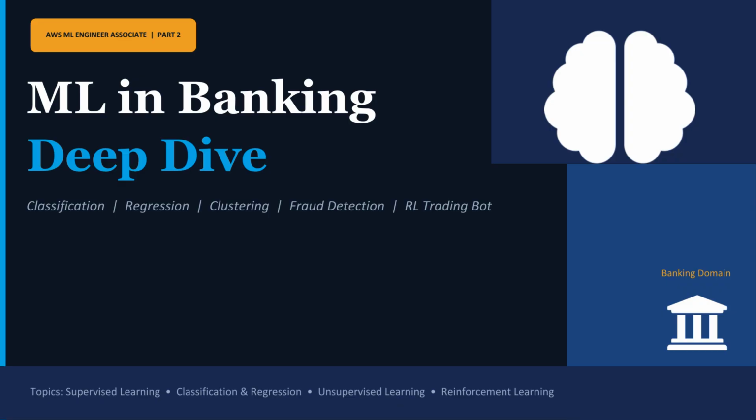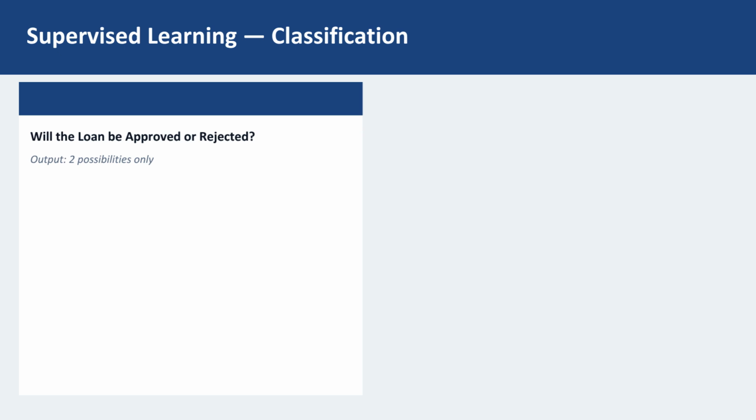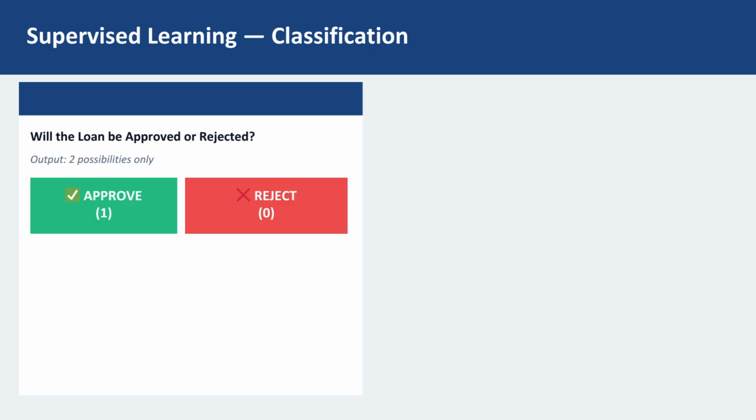Alright, so now that you understand the three broad categories of machine learning, that is supervised, unsupervised, and reinforcement learning, let's deep dive into each type. Let's start with supervised learning and specifically its first type, classification. Now imagine you are a loan officer at a bank. Every single day, hundreds of loan applications land on your desk. Your job is simple: look at the application and give one answer: approve or reject.